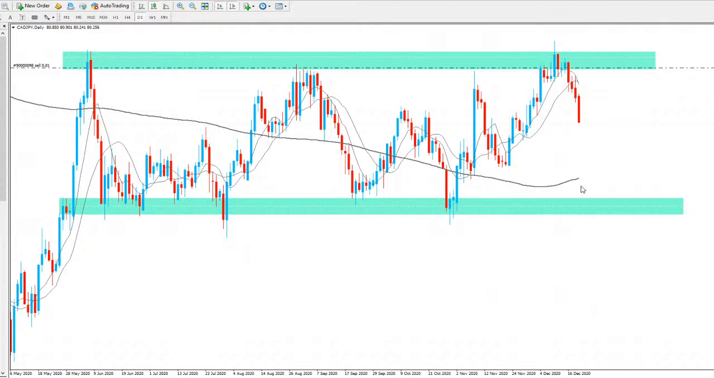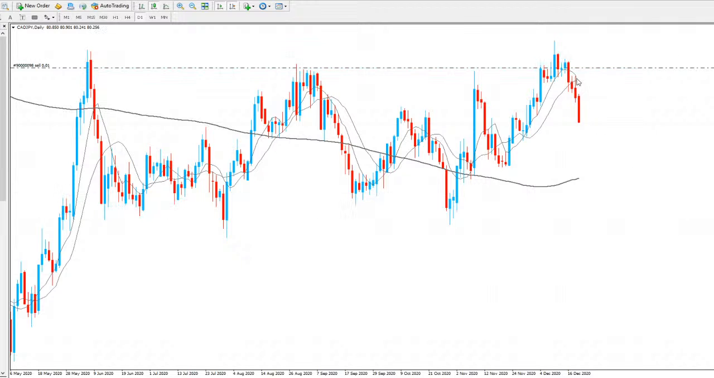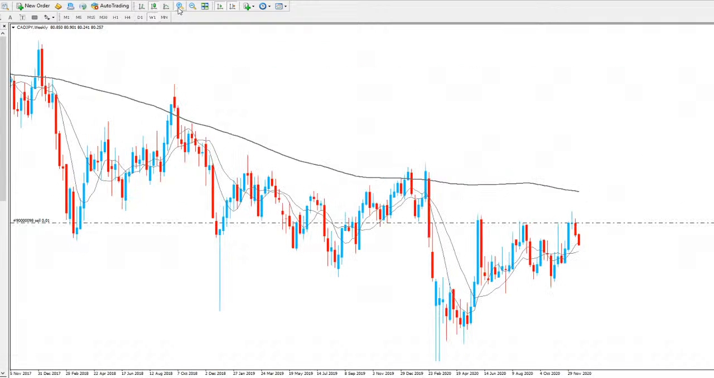And I do believe we can potentially go and test the lows over here for CAD-JPY from a daily point of view. We are looking very bearish. We are moving sideways back at the highs. Naturally, do expect to move back lower.